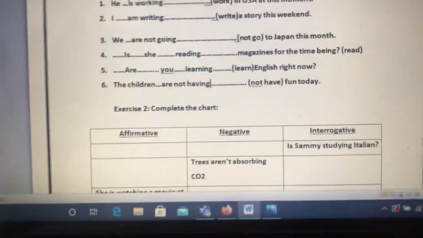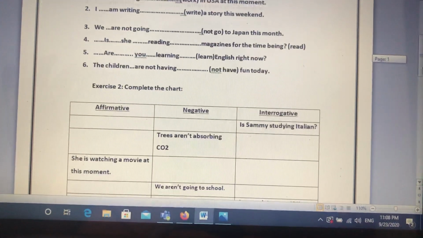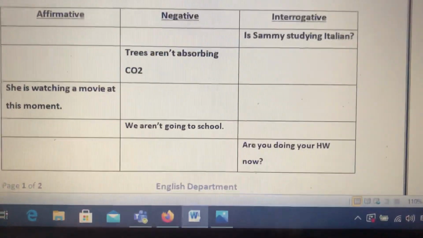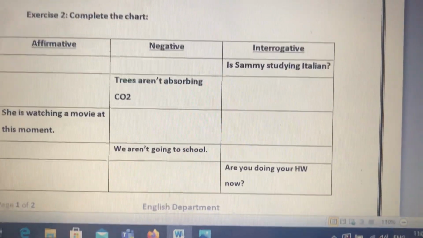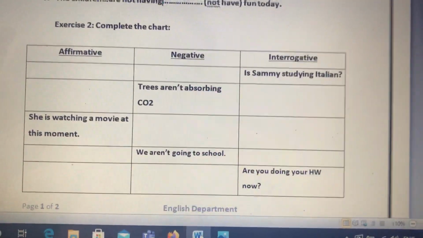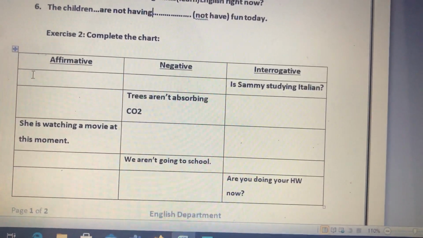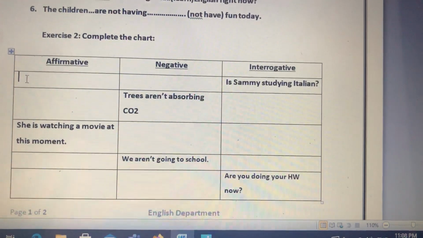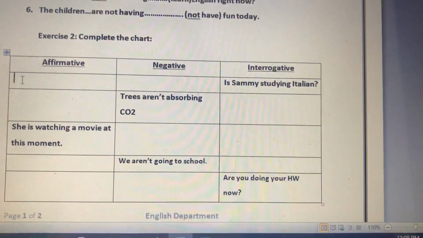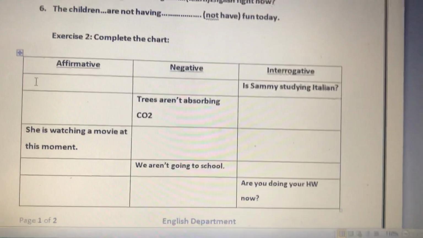Now we go to the second exercise. We have sentences in a chart, and we have to complete this chart regarding the form that we have. The first sentence is in the interrogative or in the question form. We have to make it in the affirmative form and then in the negative form. So in the interrogative or the question form, is Sammy studying Italian? In the affirmative form, it will become Sammy is studying Italian.